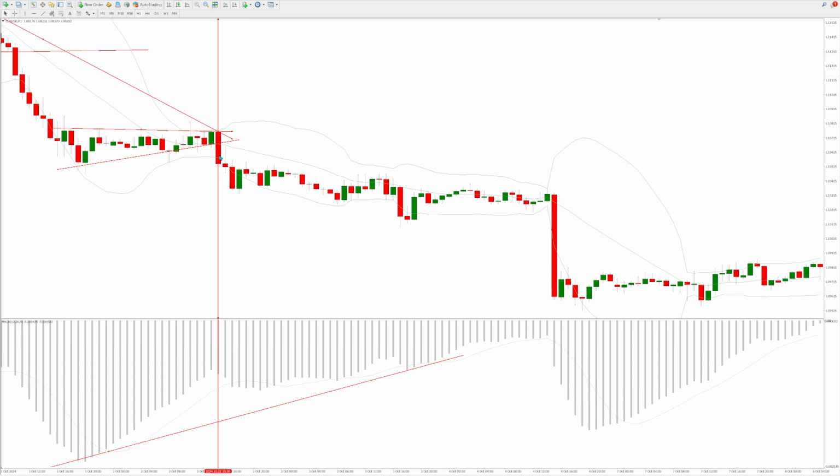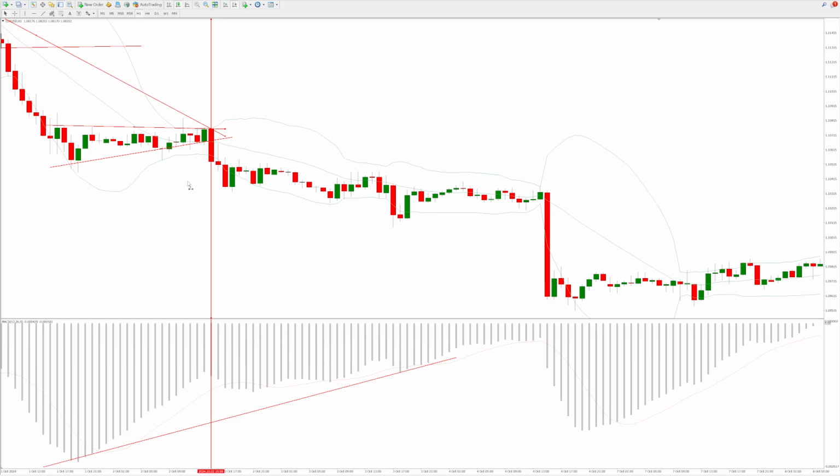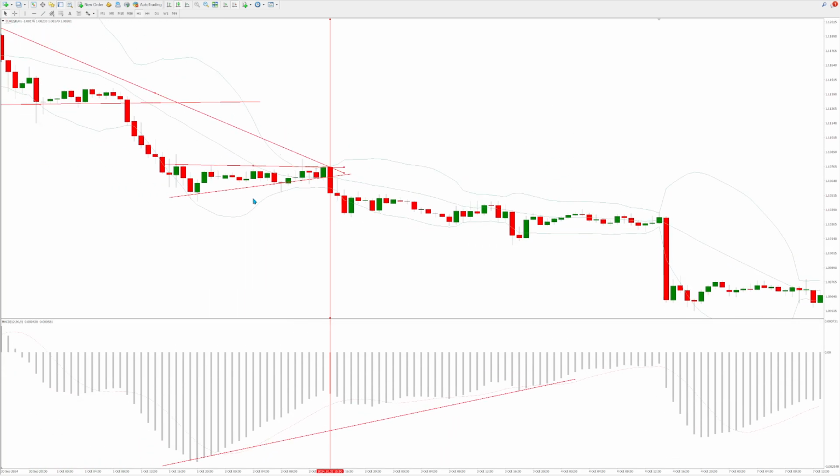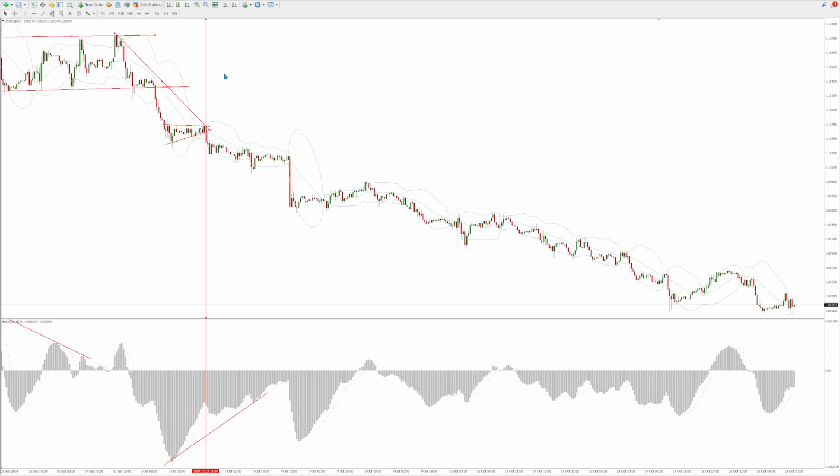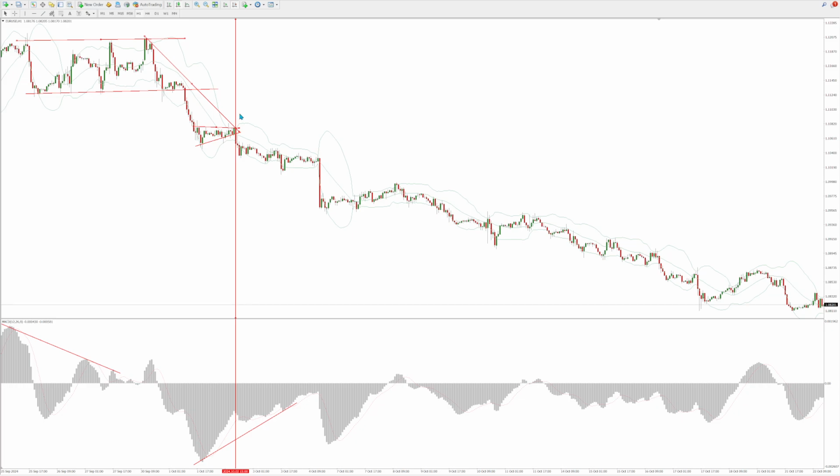Otherwise, you could have just taken the trade based on the breakout of the Bollinger Band there, or even the reversal from the top Bollinger Band. That would have been another good entry in this downtrend. If we zoom out, we can see around 250 pips of potential on that move.